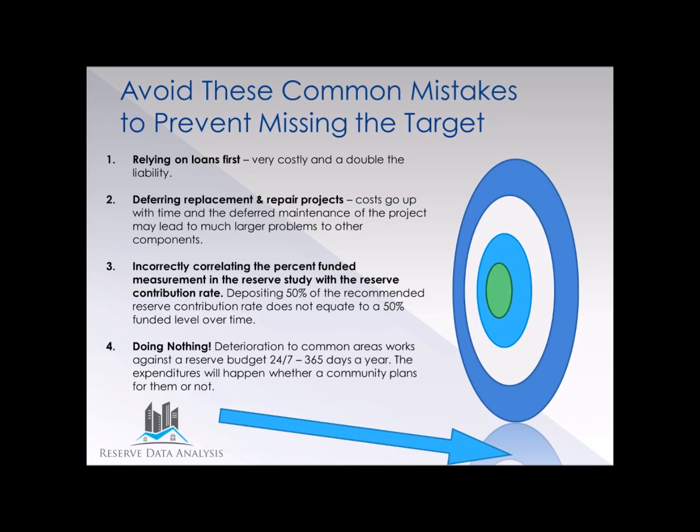Another common issue is incorrectly correlating the percent funded with the reserve account contribution rate. So communities that are 50% funded think, well, we want to get to 50% funded, so they only deposit 50% of what we're recommending. That is an extremely bad and inaccurate assessment of what percent funded is, as well as the math behind it. You will quickly run out of money if you try to follow that.